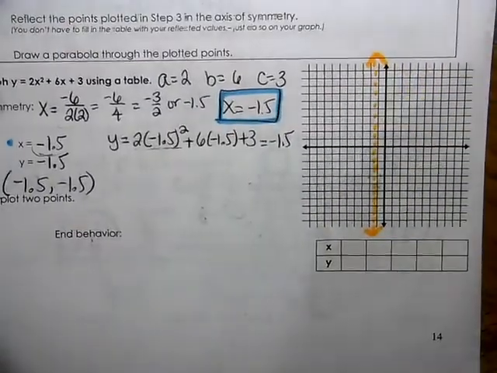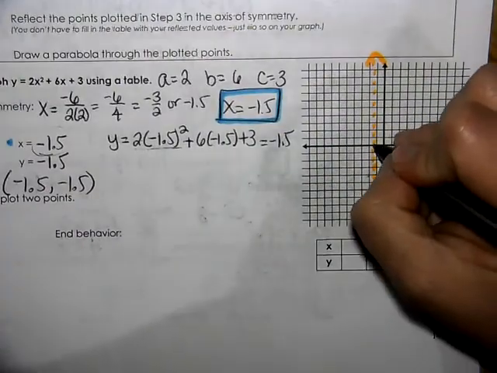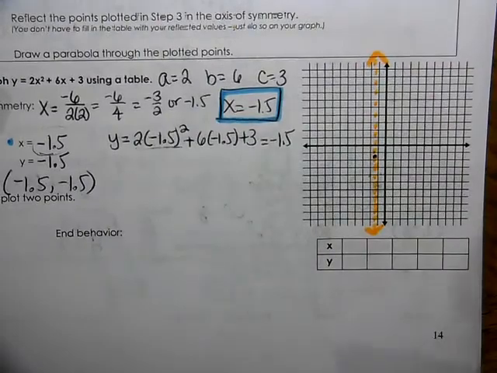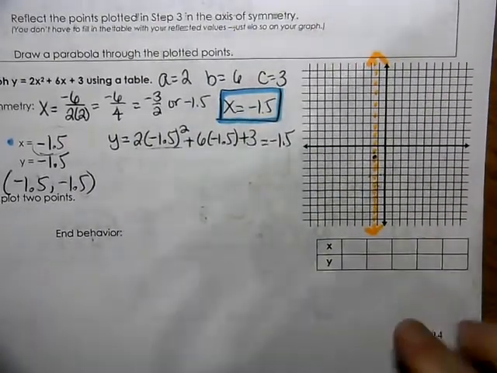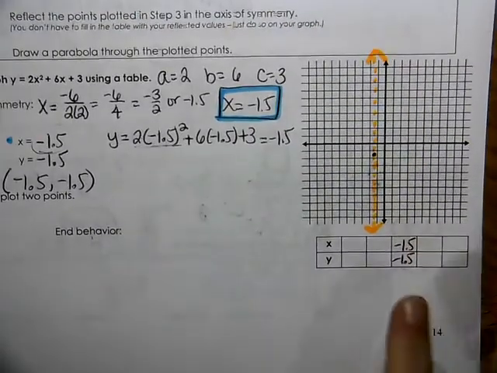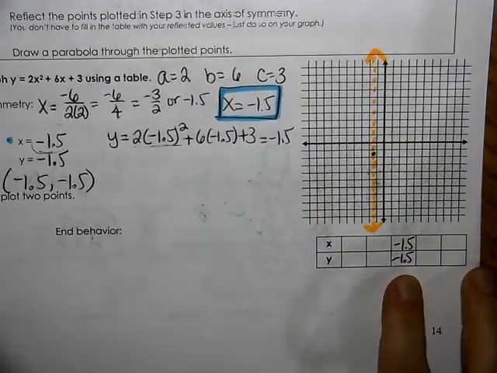And it says up here, find and plot the vertex, put the vertex in the middle location of the table. So I'm going to plot my vertex, which is at negative 1.5, negative 1.5. So it's about right here. And I'm going to put negative 1.5, negative 1.5 into the direct center of my table.